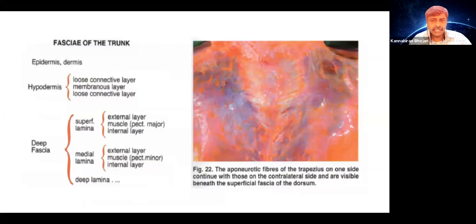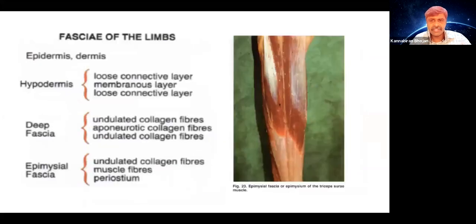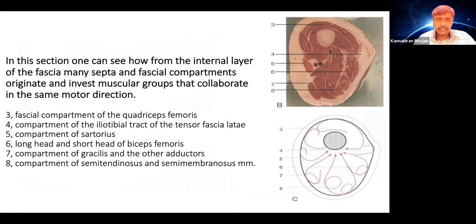So this is again aponeurotic fiber, the trapezius on the posterior aspect. You can see there, this is the trapezius, and then this is on the limbs. You have the epimysial fascia. Here is the calf muscle. You can see the fascia of the calf muscle. So next, coming to the internal layer of fascia, you have many septa, fascial compartments, you have muscle groups collaborating, and you have what we study in biomechanics as the total muscle force vector. The force transmission is purely by the fascia.